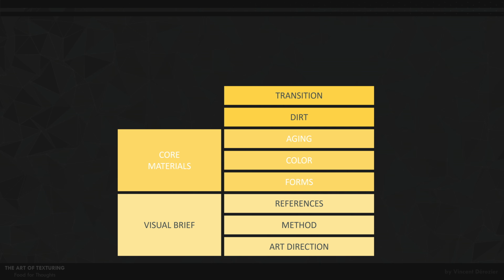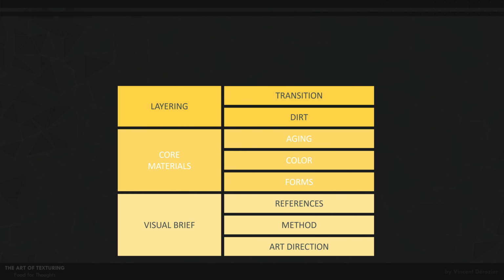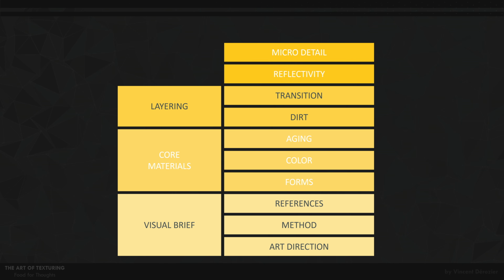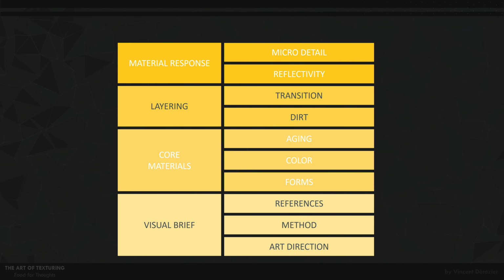Dirt and transitions, I group these under layering, to remind myself of their role in grounding elements, creating contact, and connecting surfaces. Reflectivity and micro details, these make up the material response. This is often where the lifelike quality emerges, where a material stops feeling like a static image and starts behaving like something real.